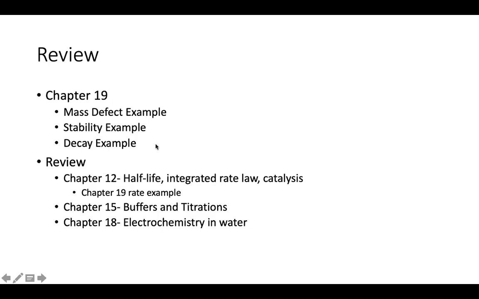But yeah, we're going to go through a couple of examples from chapter 19. Then, based on what people suggested as the activity on Monday, we're going to review chapters 12, 15, and 18. Specifically in chapter 12, we're going to look at half-life, the integrated rate law, and catalysis questions. That's actually perfect because I wanted to go through a nuclear chem rate example tonight as well. So that perfectly fits another chapter 19 example that I wanted to go through.